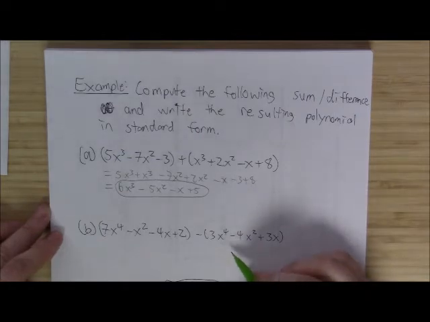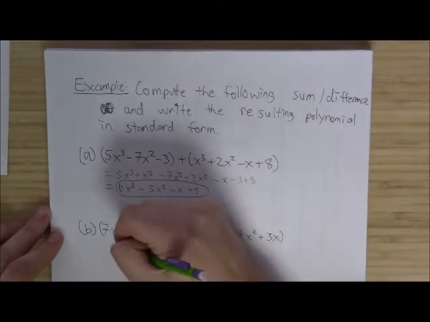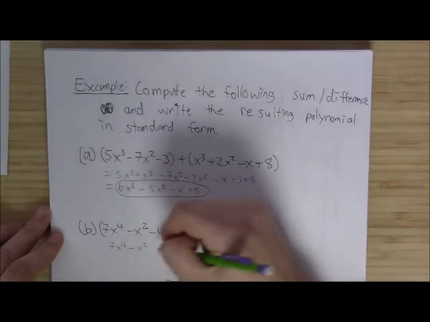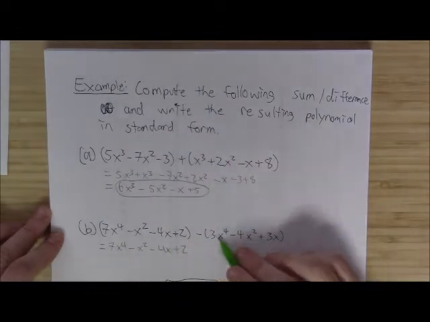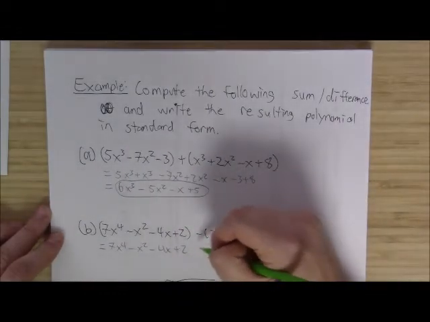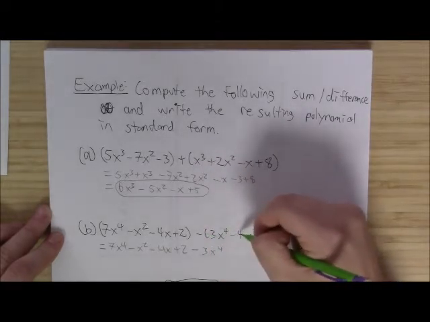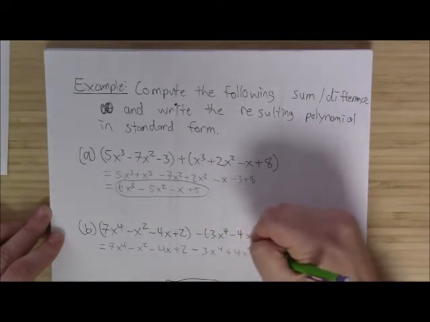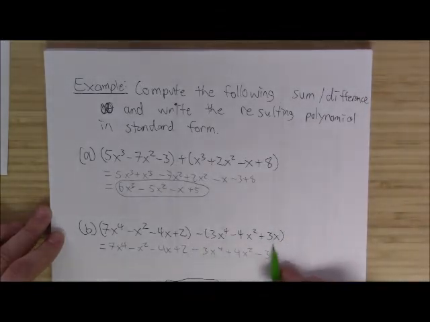On this bottom one, the important thing to recognize here is when we do a subtraction, it's really like adding a negative. Namely, we can distribute the negative through and just add. So we have 7x to the fourth minus x squared minus 4x plus 2 plus, or minus, so to speak, negative 3x to the fourth. The negative distributes here, so plus 4x squared and minus 3x. Okay, that's from distributing the negative.